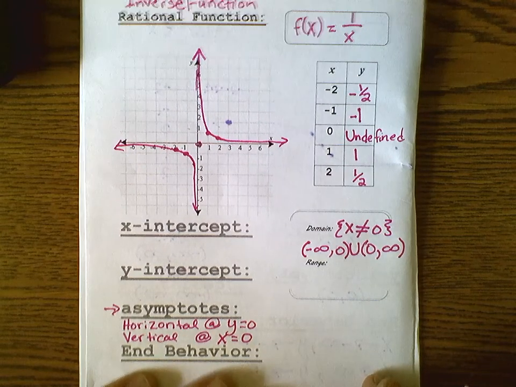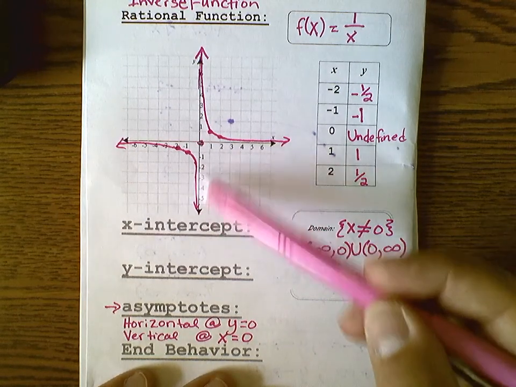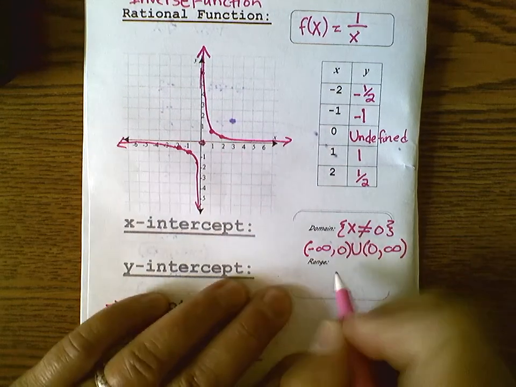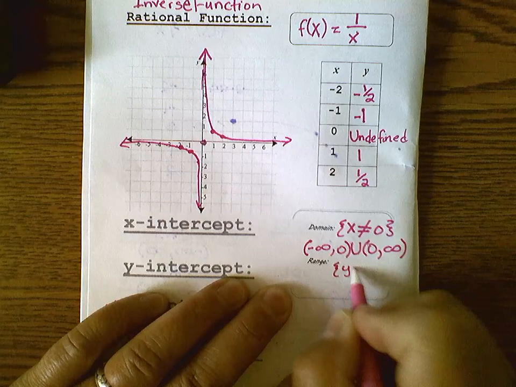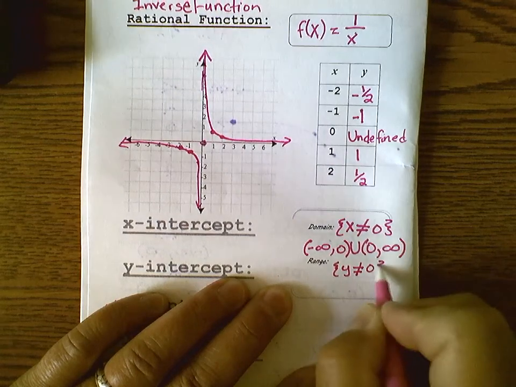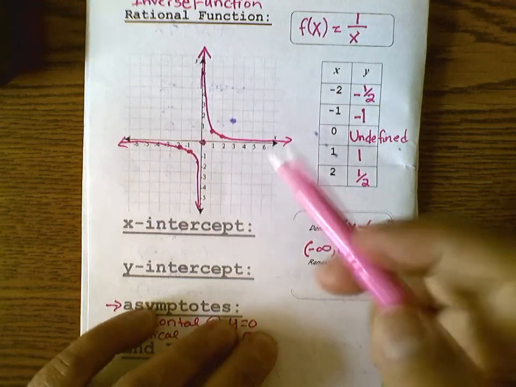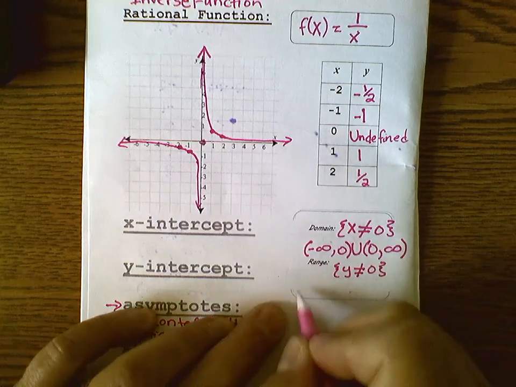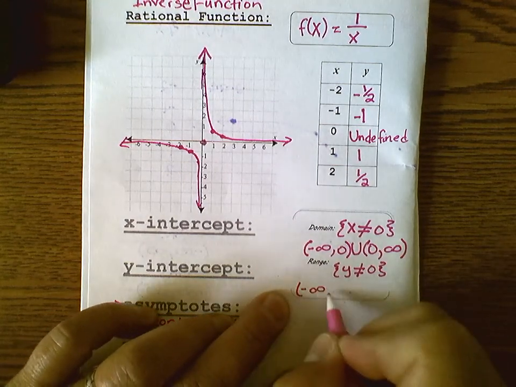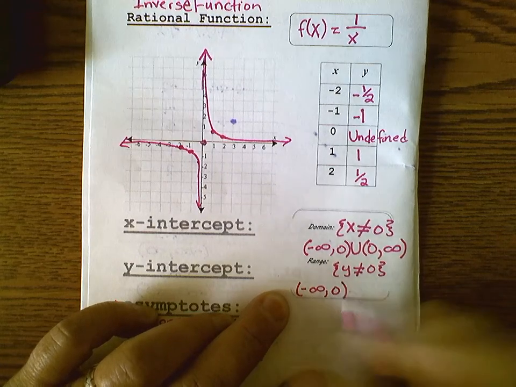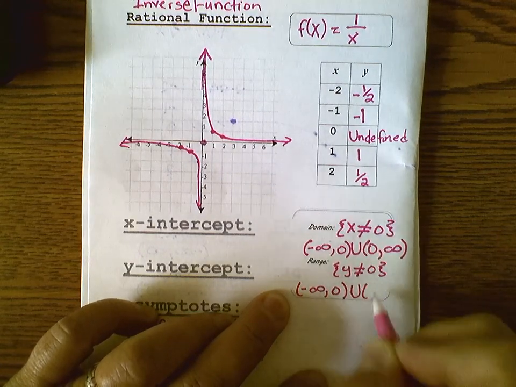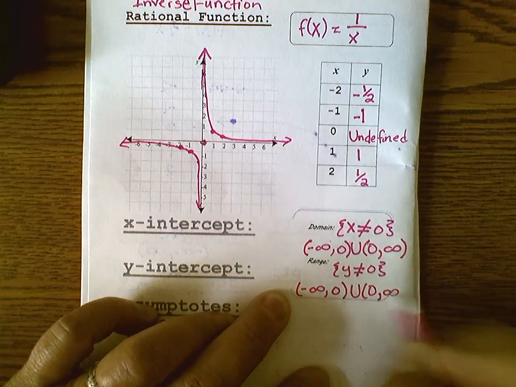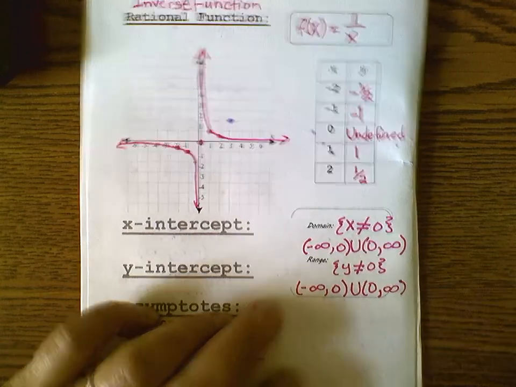Okay, range is going to be similar. So all y values, it goes down forever, it goes up forever, except for 0. So it's all y values except for 0. And then again, same for interval notation. It goes down to negative infinity. It comes up to 0 and stops. Then there's a little space, and from 0, it goes up to positive infinity.